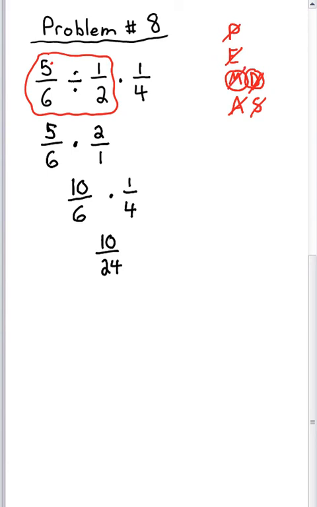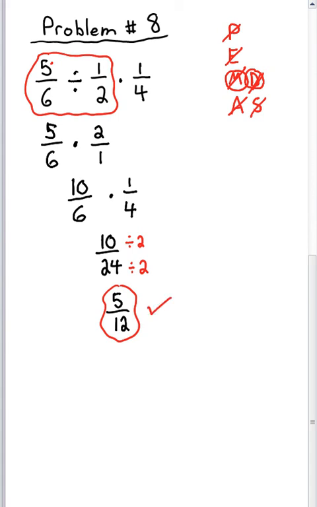And now that is our answer, but we need to double check to make sure we cannot simplify or reduce that fraction. And I notice immediately that both of these are even numbers, which means they are definitely both divisible by 2, or they have a common factor of 2, we might say. So let's divide that common factor of 2 out, and 10 divided by 2 is 5, and 24 divided by 2 is 12. And double check to make sure I could not reduce or simplify anymore. 5 and 12 share no common factors. So there we have our final answer to problem number 8.